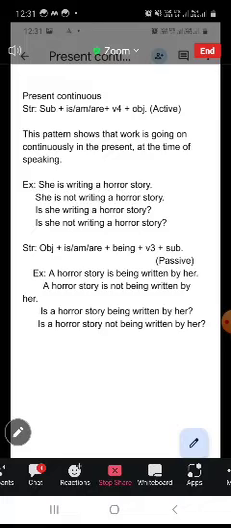Interrogative means question. Is a horror story being written by her? क्या एक हॉरर स्टोरी उसके द्वारा लिखी जा रही है? Is a horror story not being written by her? क्या एक हॉरर स्टोरी उसके द्वारा नहीं लिखी जा रही है? So this is the structure with examples.